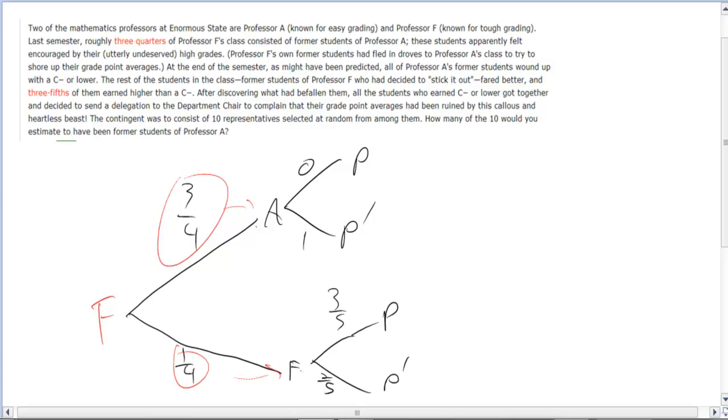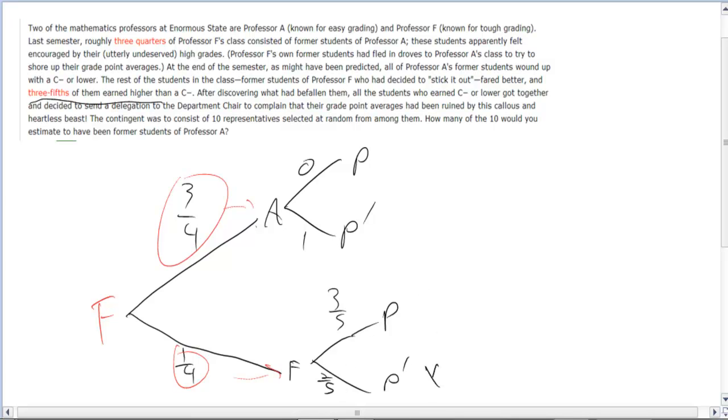Now, their passage rates, that's what the P is standing for. What percentage of them passed? Well, of the students who took Professor A for the first class, none of them passed. So therefore, it's 100% not passing. As for Professor F, his students, as it says, fared a little better. They said 3/5 of them earned higher than a C minus, so 3/5 of them passed, which means 2/5 of them did not.